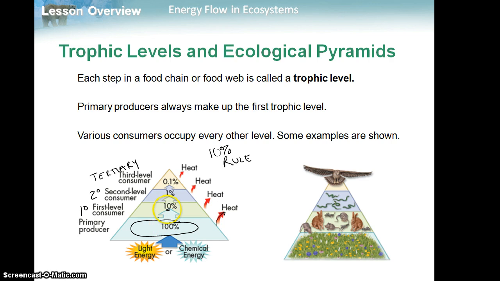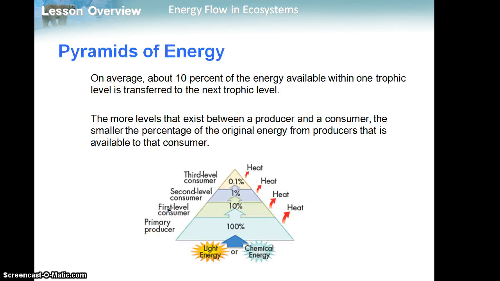The consumer is only going to get 10% of the energy from the previous level. So with pyramids of energy, we have that 10% rule, with 10% of the energy available within one trophic level going to be transferred to the next trophic level. The more levels that exist, the less energy there is for those consumers. And that's why our pyramids are only going to be so tall.